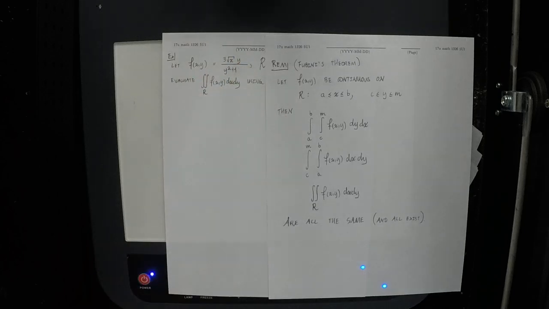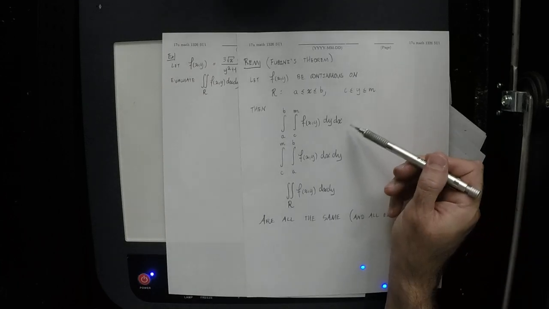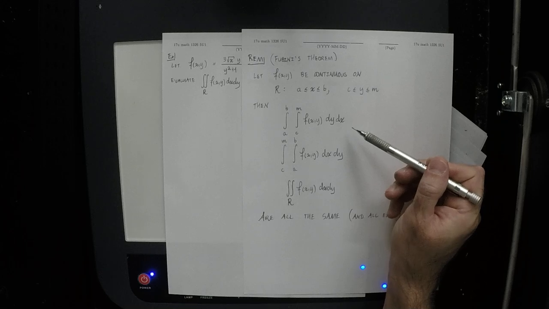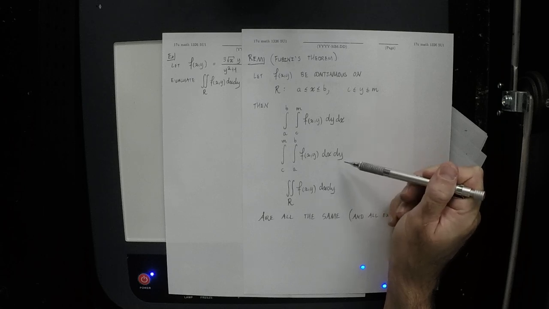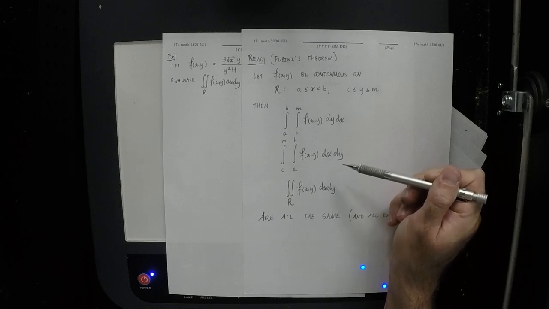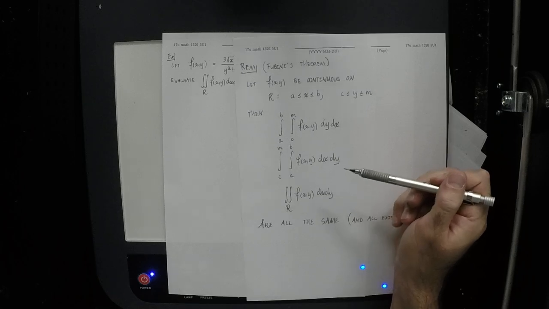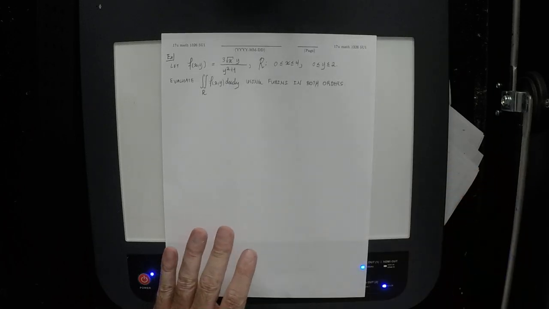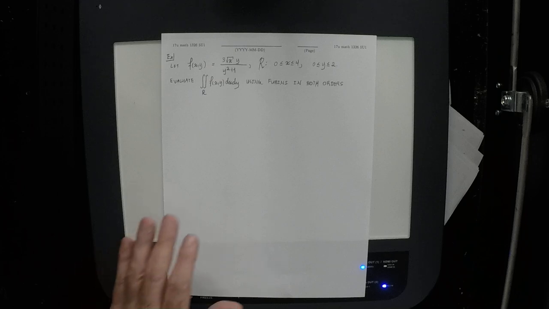Okay, so supposing we do that, and supposing further that we do this one first. If we do this one first, and we get 10, what does that tell us about this one? There's going to need to be 10 also, right? Because they've got to be the same. Okay, well, let's see that works out.